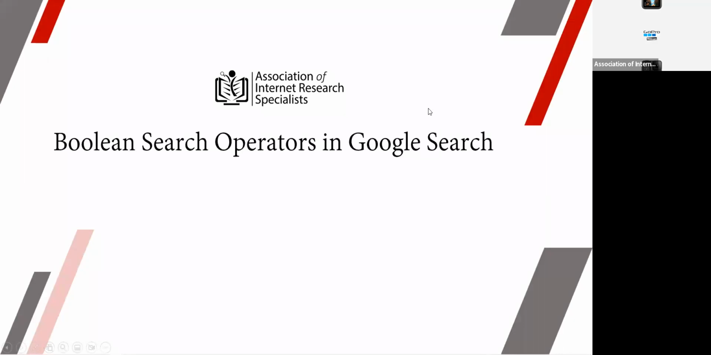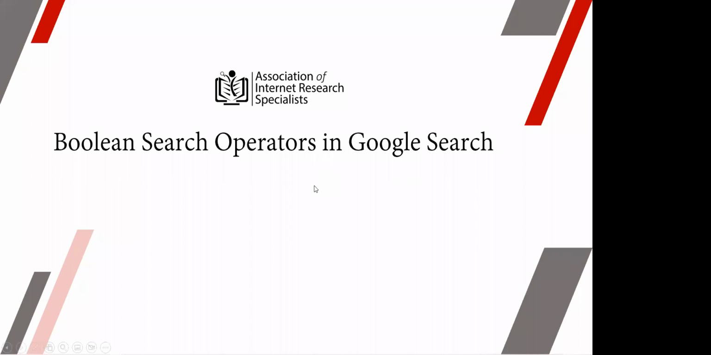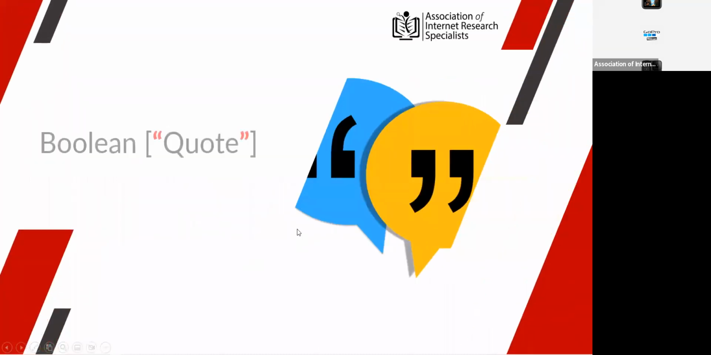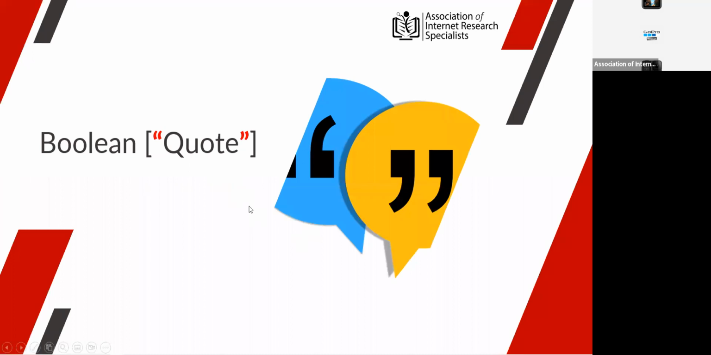Okay, class, everyone, I'm back, and I'd like to start with a new topic. We will look at some Boolean searches and what are some of the ways in which we can apply the AND, OR, and NOT. Those are the 3 Booleans we'll be addressing. But before we do that, let's look at the quotation marks.